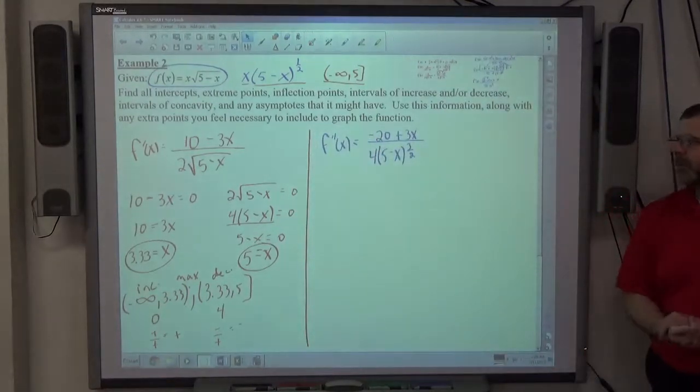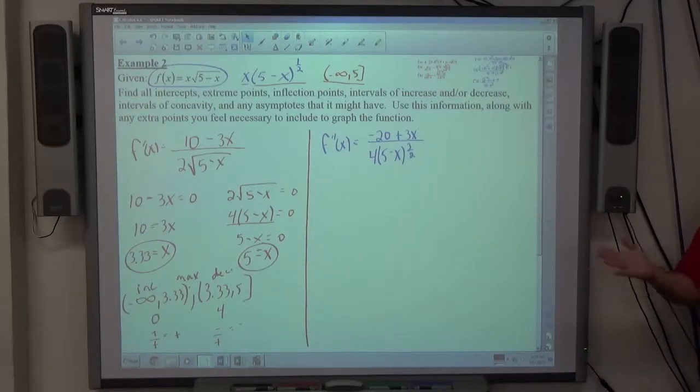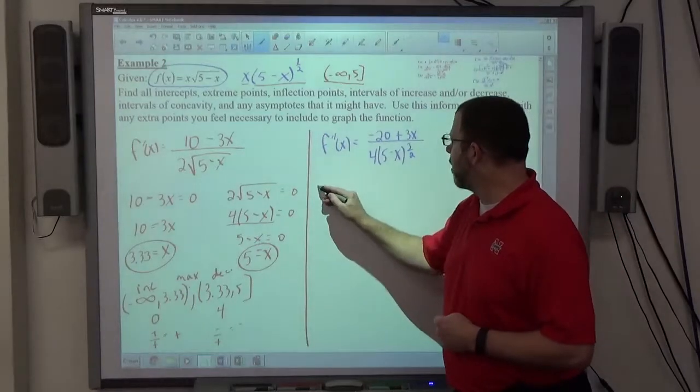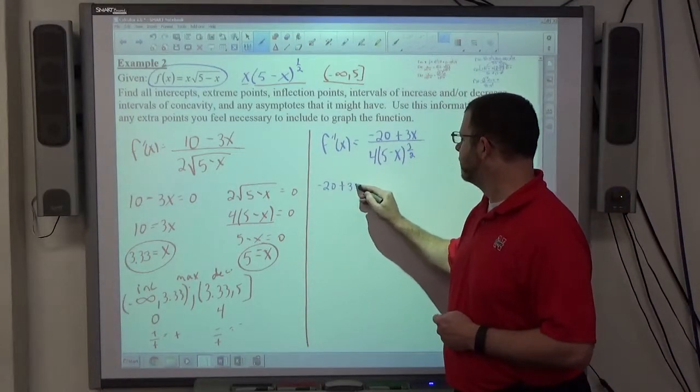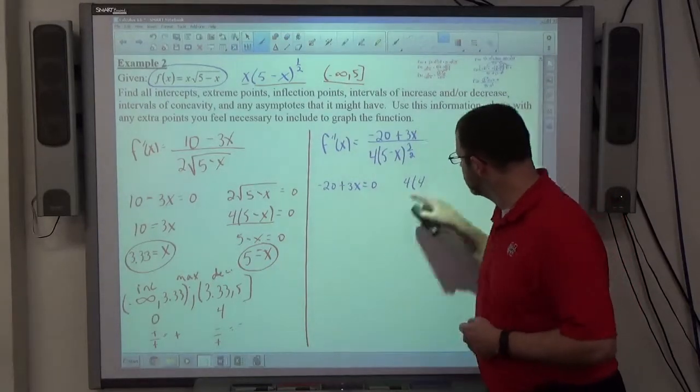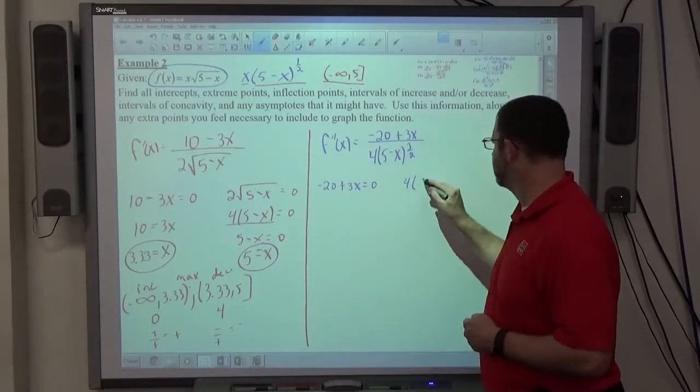Okay, so there's my second derivative. Now I need to do all the same stuff with my second derivative that I just did with the first derivative. Find my critical numbers. If I start, the top could equal 0, or the bottom can equal 0.